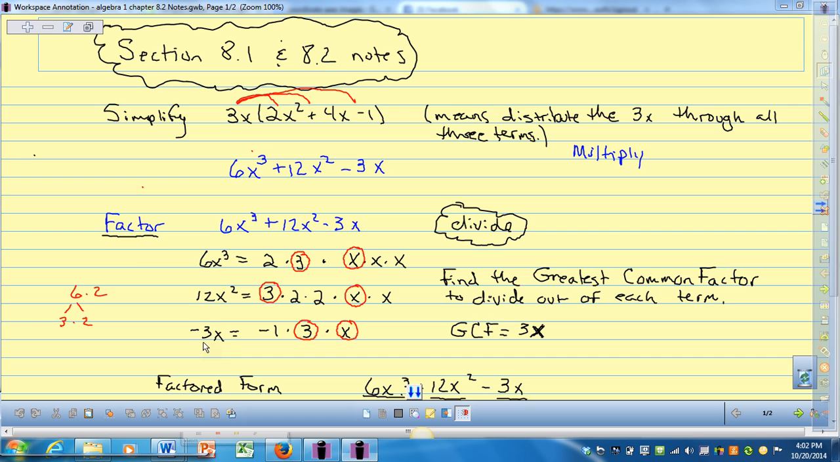So then on the negative 3x, we want to factor that one. My suggestion is to always factor out the negative 1 first, and then factor out the number that negative 1 is being multiplied by, so in this case 3. So we have negative 1 times 3 times x. Now what we want to do is look at the three terms and find which factors they have in common.